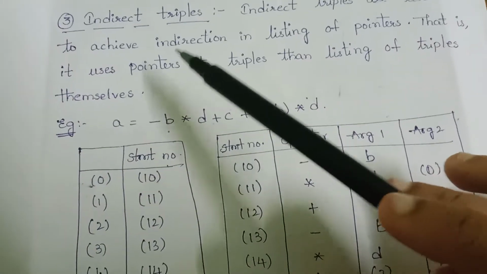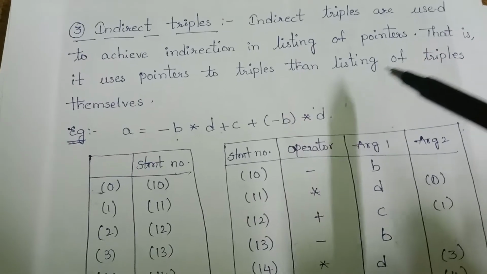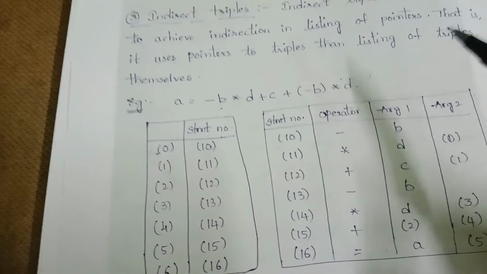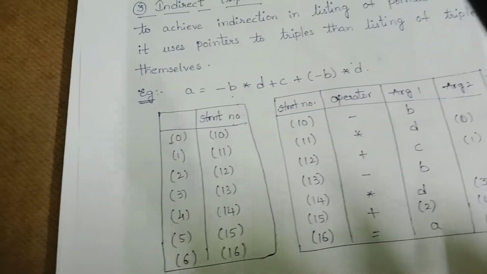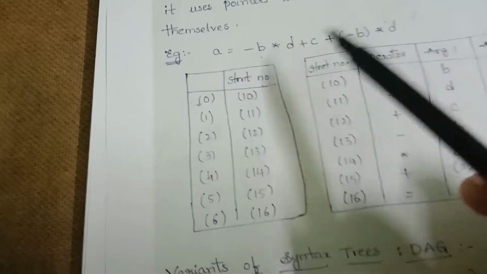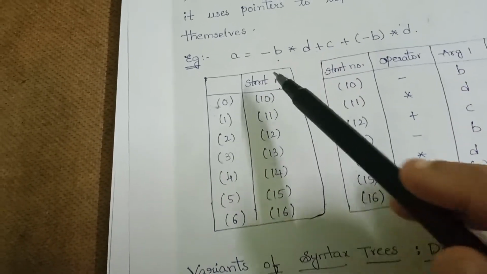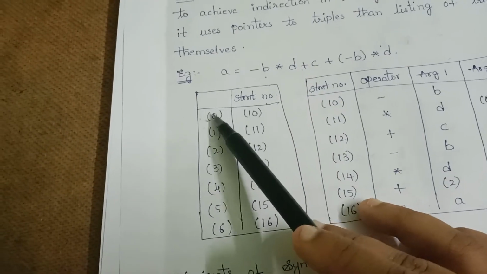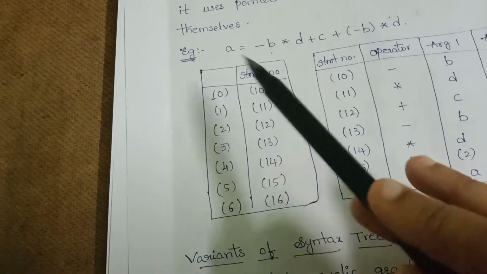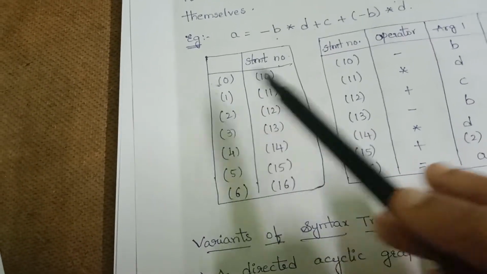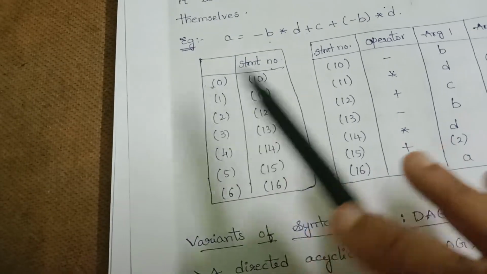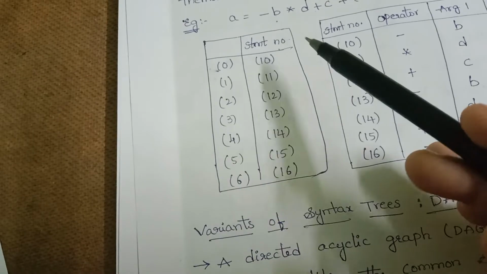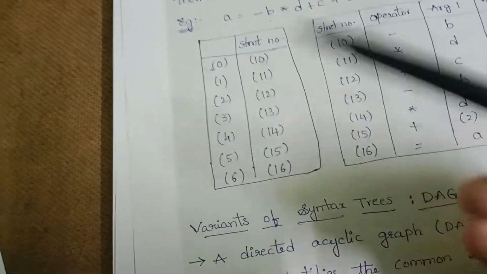That is, it uses pointers to triples rather than listing of triples themselves. So in triples we have seen it consists of argument 1, argument 2 and operator. So here in indirect triples what we are doing is we are using pointers, means indirectly we are storing this value in some pointers. So for example, the 0 is stored in the value 10, 1 is stored in 11, 2 is stored in 12, 3 in 13. So indirectly we are using pointers to triples.